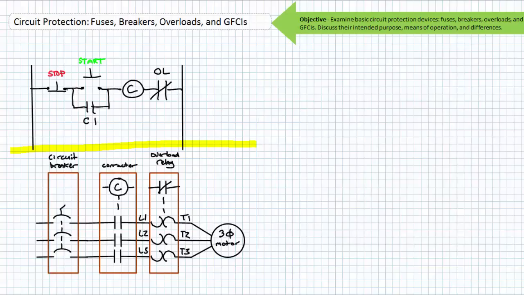The means overloads use to sense this excessive current draw are pretty creative. One method uses a strip made out of two metals, hence the name bimetallic strip, with two different expansion rates. When heated from excessive current draw, one side expands and mechanically opens a switch. This is the switch that tells the low voltage control circuit to open the high voltage contactor. If the overload was designed for an exceptionally small device, this switch could also directly open the supply current, but that's not how it's typically done for industrial applications requiring high power.